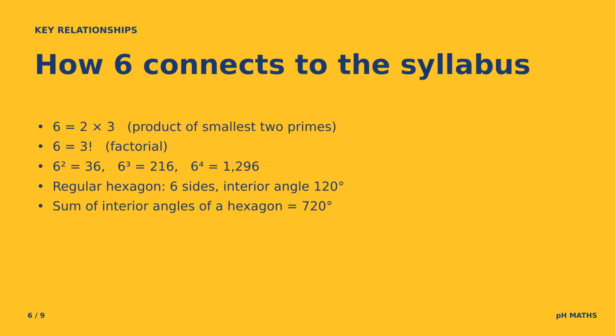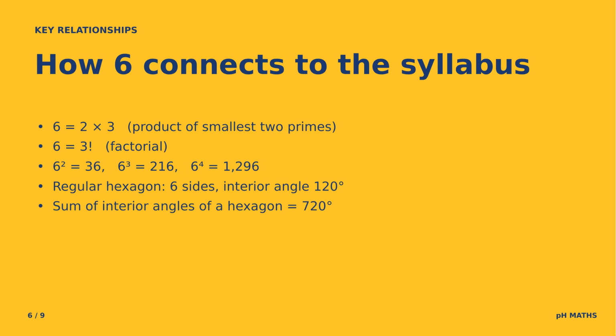Key relationships and how 6 connects to the syllabus. 6 equals 2 times 3, the product of the smallest two primes. 6 equals 3 factorial, 3 times 2 times 1. 6 squared is 36. 6 cubed is 216. 6 to the 4th is 1296.